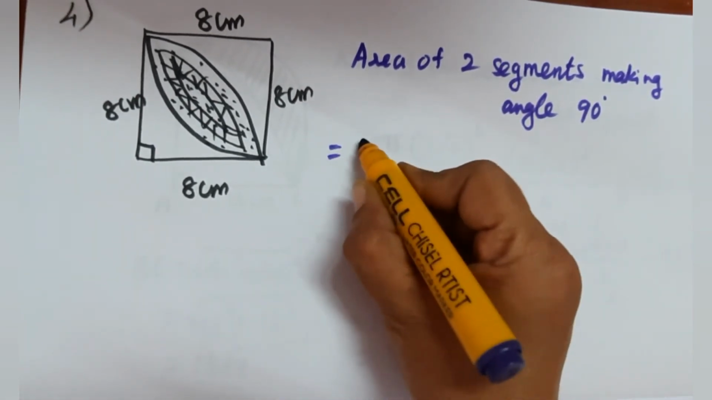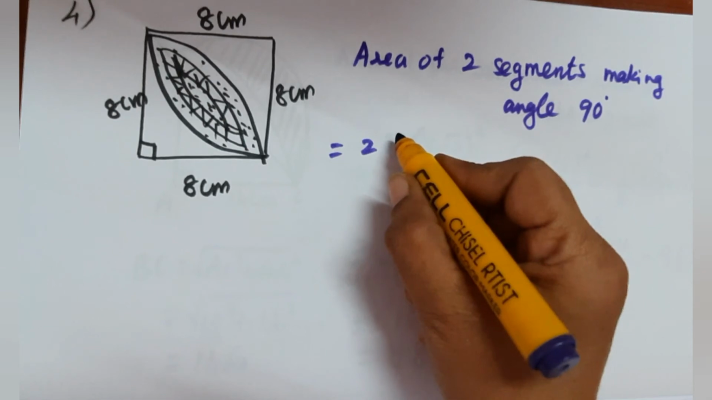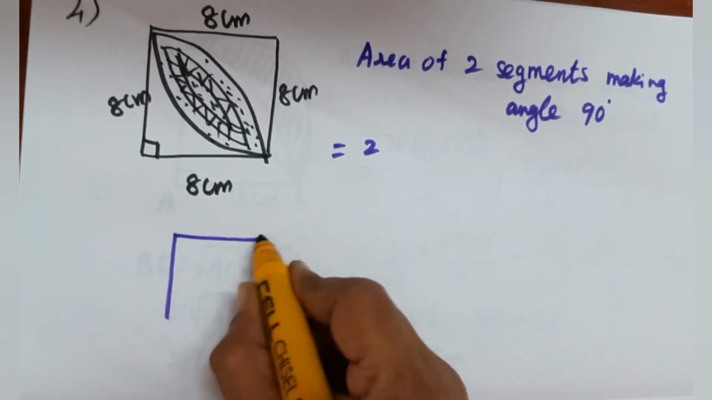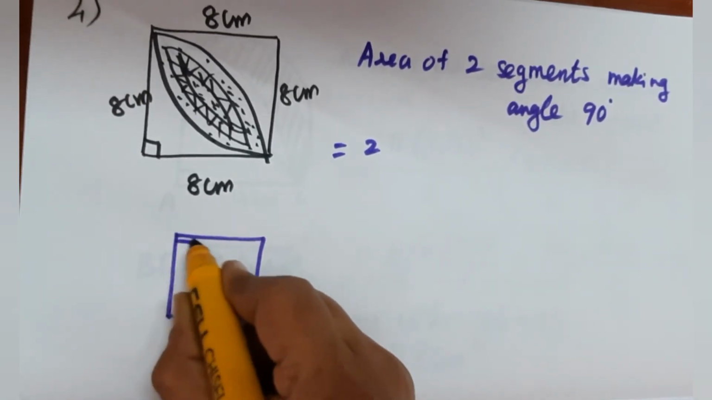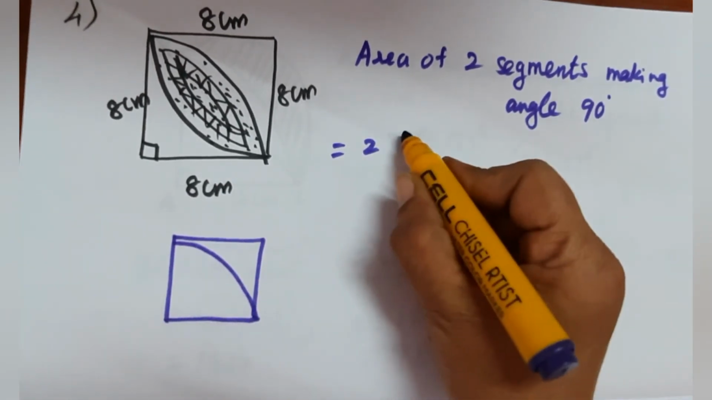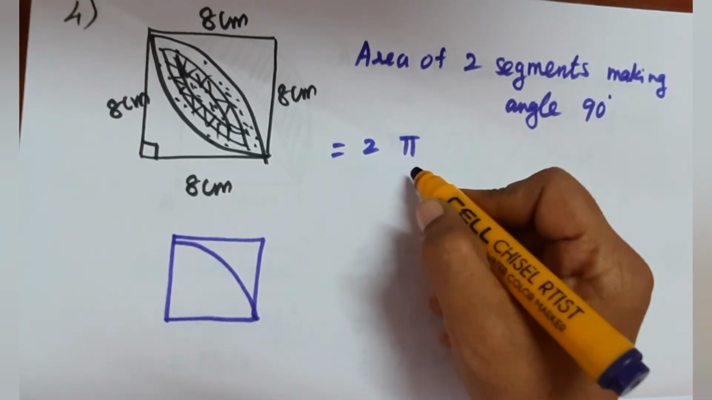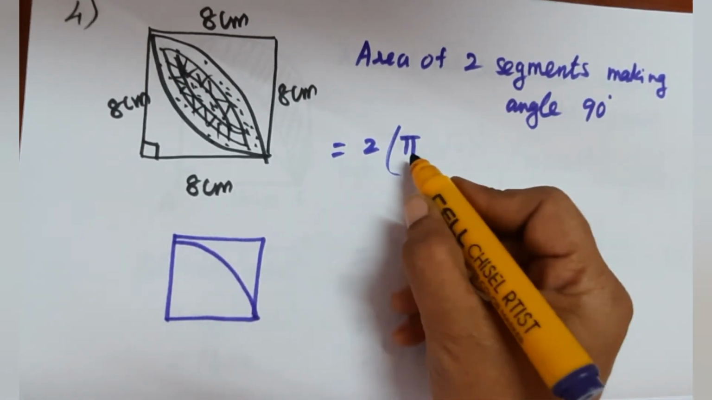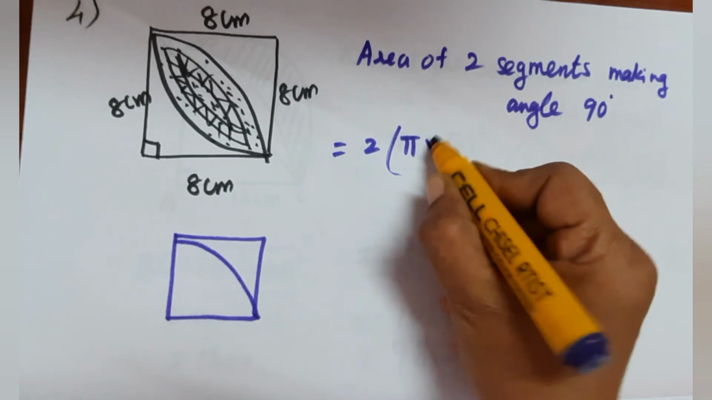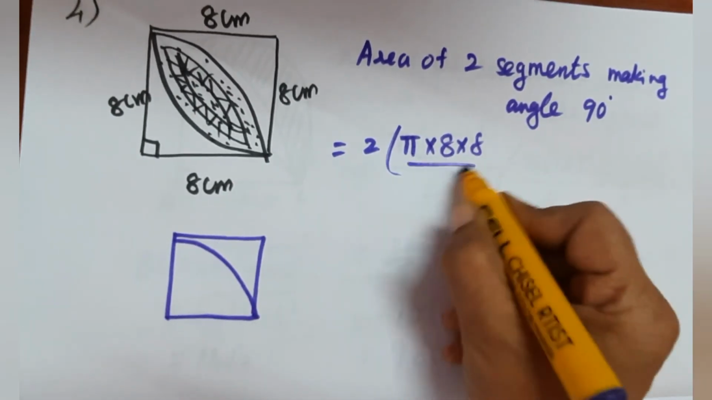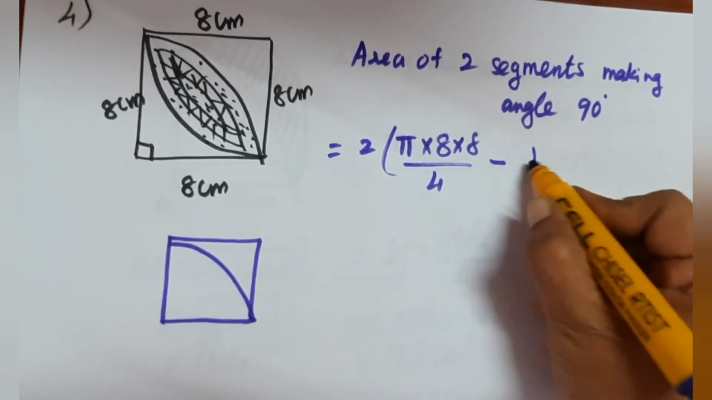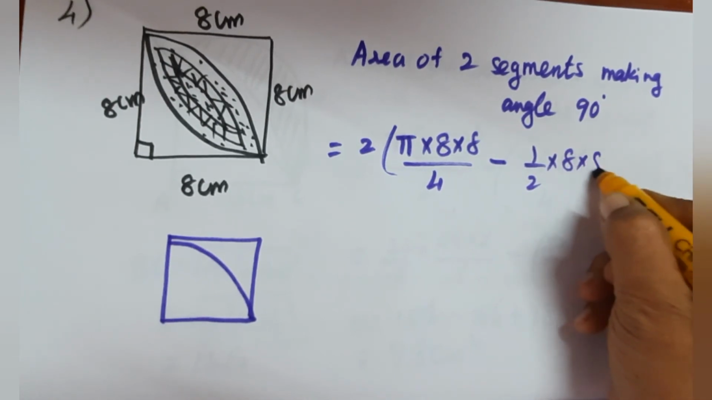Which is equal to 2 into the area of the quadrant of the circle minus the area of the triangle. We can draw a small figure for our understanding. It's like this. So, this is the quadrant of the circle. The area of the quadrant is nothing but pi r square by 4. Two segments, so I multiplied by 2. The radius here is nothing but 8. So, pi into 8 into 8 by 4 minus the area of the triangle. The area of the triangle is nothing but half into 8 into 8.